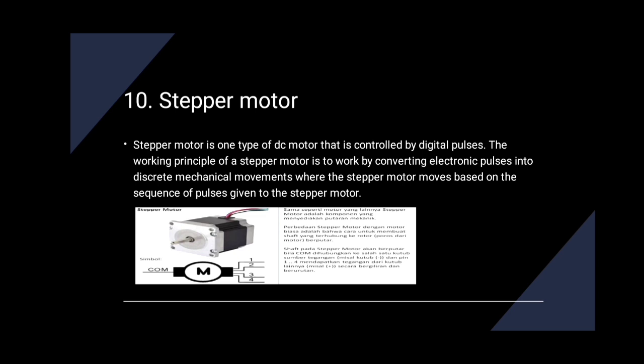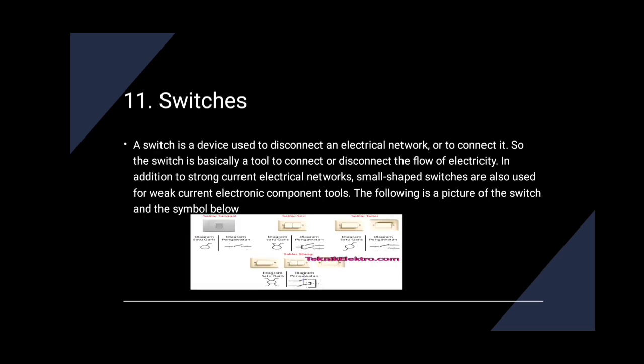Number 11. Switch. A switch is a device used to disconnect an electrical network or to connect it. So the switch is basically a tool to connect or disconnect the flow of electricity. In addition to strong current electrical networks, small shape switches are also used for weak current electronic component tools. The following is a picture of the switch and the symbol below.